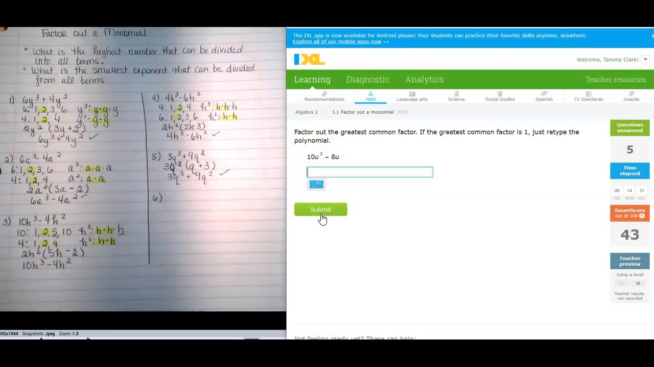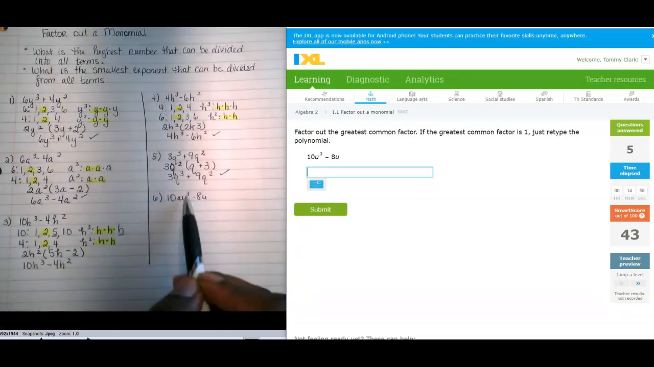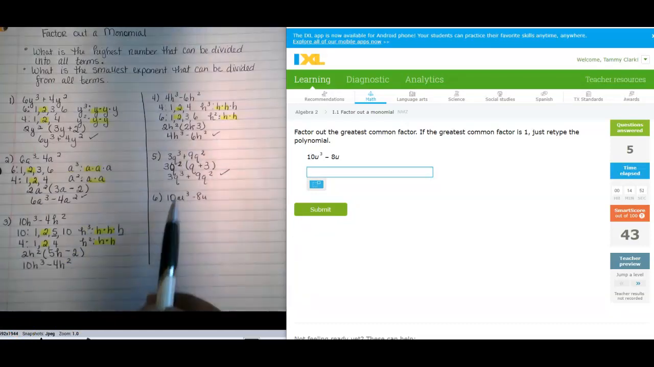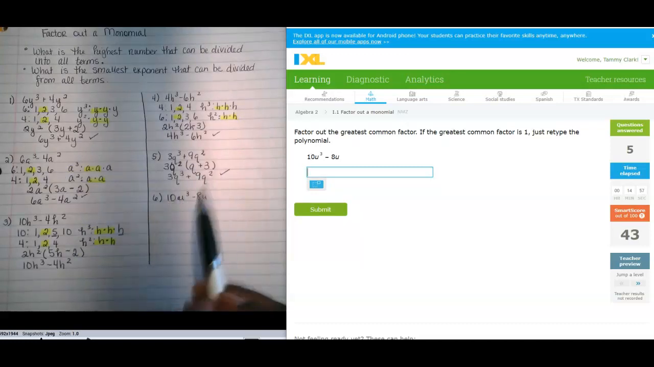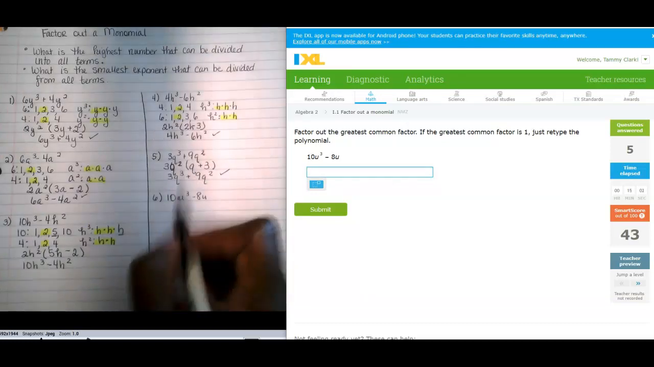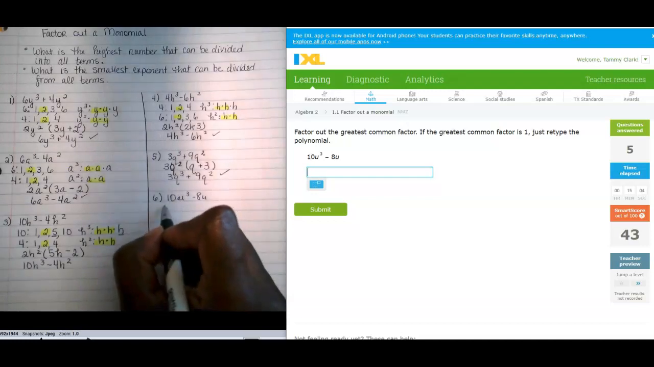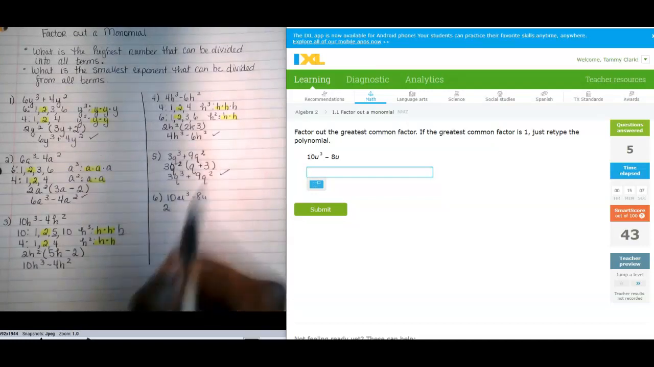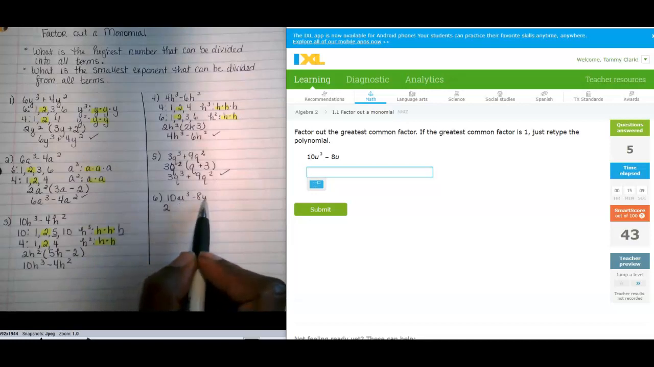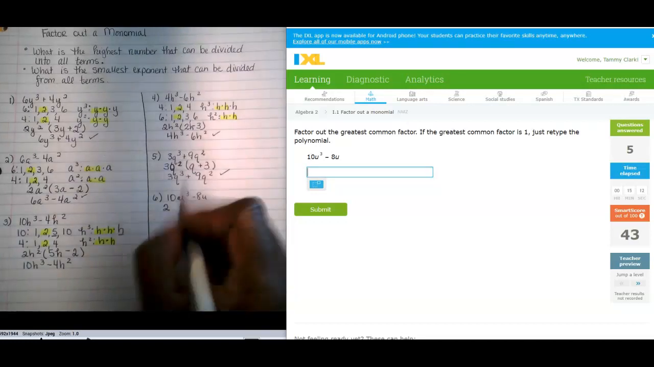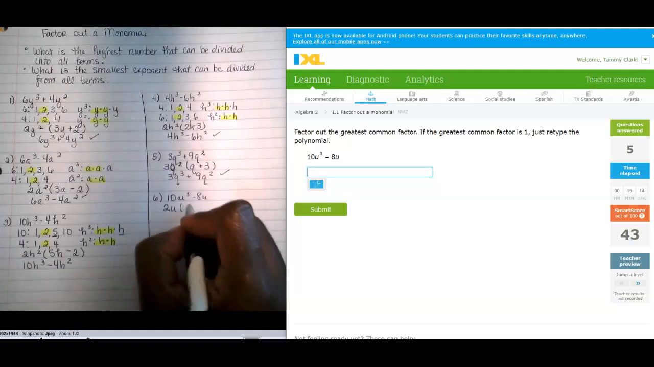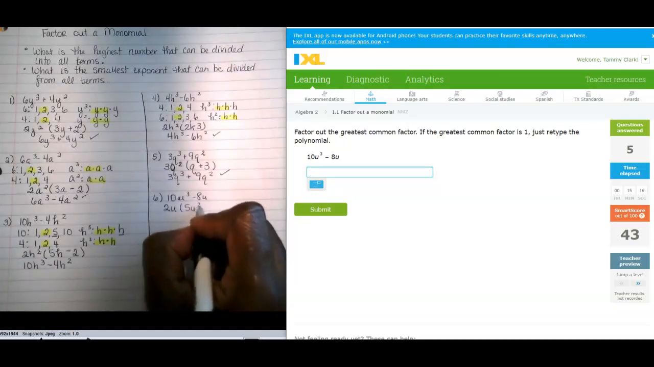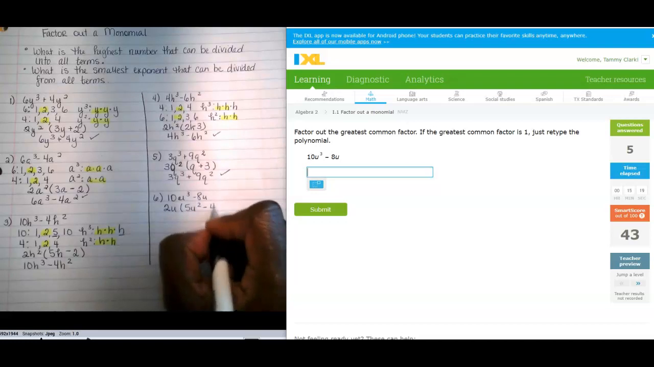Here's our next one. We've got 10u cubed minus 8u. We know the factors of 10 are 1, 2, 5, and 10. The factors of 8 are 1, 2, 4, and 8. The largest factor they have in common, number-wise, is 2. The smallest number of exponents they have in common is just a u. That leaves us with 5u squared minus 4.